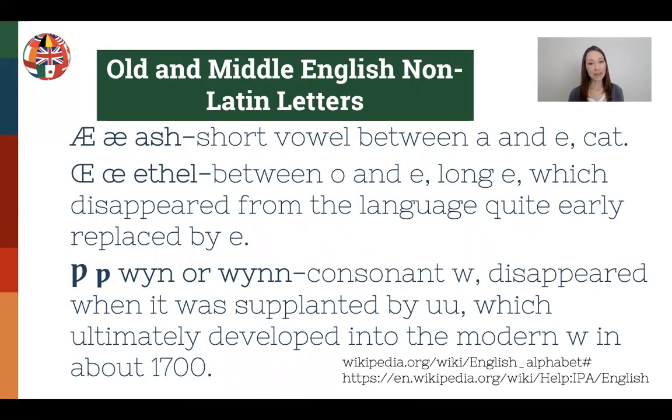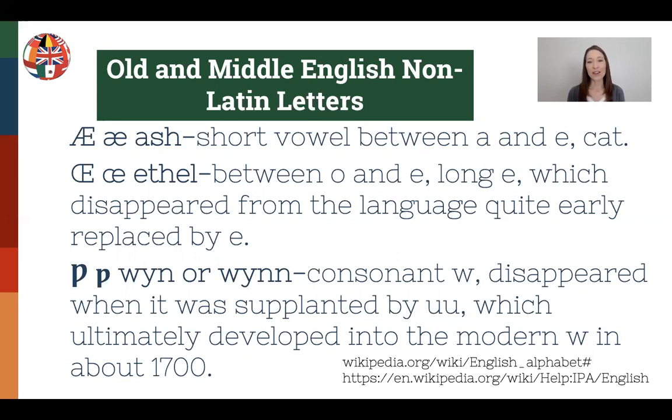So in Old and Middle English, there are 6 non-Latin letters. The first one there at the top is ash, and ash is a short vowel somewhere between A and E, like in cat. So, like I said, more complicated than I can probably explain, but that's just kind of what I've been able to learn. Ethel is somewhere between O and E, and kind of started as oi, but it turned out much more along the lines of the long E, and pretty much just disappeared from the language pretty early and was replaced by E.